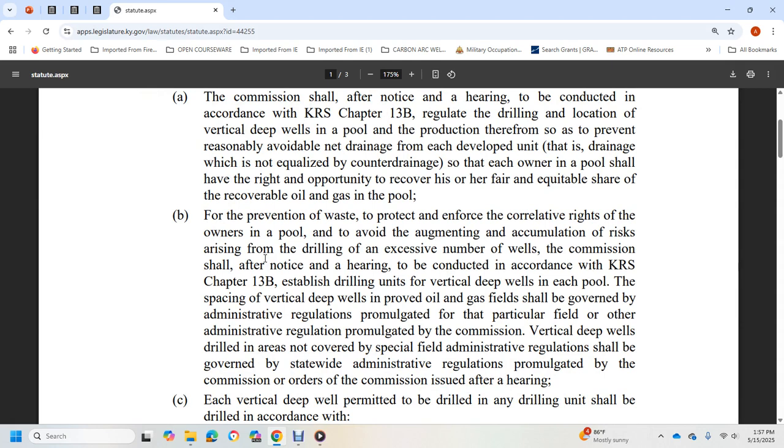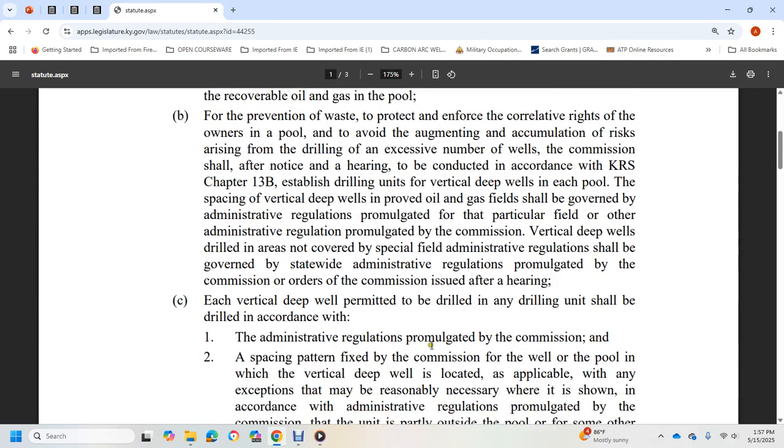The Commission shall, after notice and hearing conducted in accordance with Kentucky Revised Statute Chapter 13B, establish drilling units for vertical deep wells. Each pool's spacing for vertical deep wells provided in an oil and gas field shall comply with the administrative regulation promulgated for a particular field, along with other administrative regulations promulgated by the Commission. Vertical deep wells not covered by a special field administrative regulation shall be governed by the administrative regulation promulgated by the Commission or by an order of the Commission issued after a hearing.